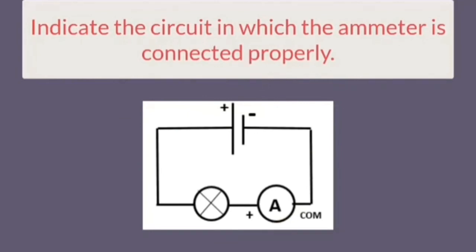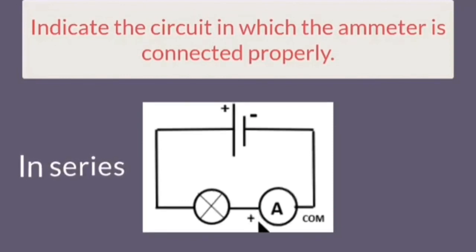Because it is connected in series and the positive terminal of the ammeter is connected to the positive pole of the dry cell and COM to the negative pole of the dry cell.